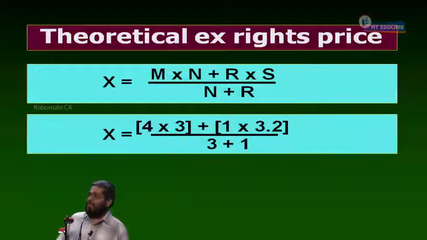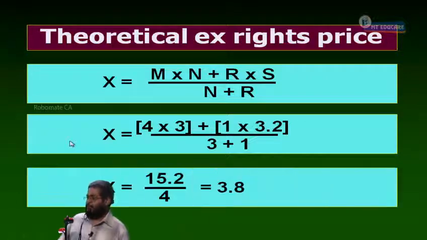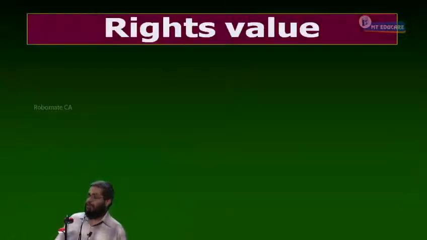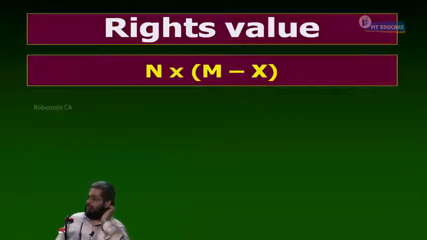It is 4 into 3, M into N plus R into S. 1 into 3.2 divided by 3 plus 1 gives you 3.8. Can I proceed or not? Now, next question is what? Rights value. 2 ways. N into M minus X.